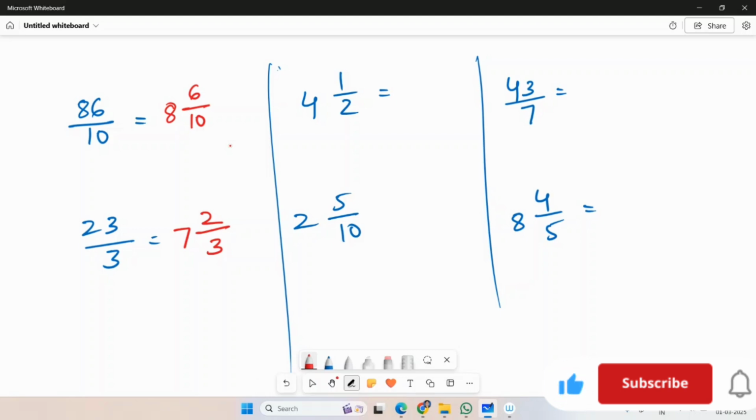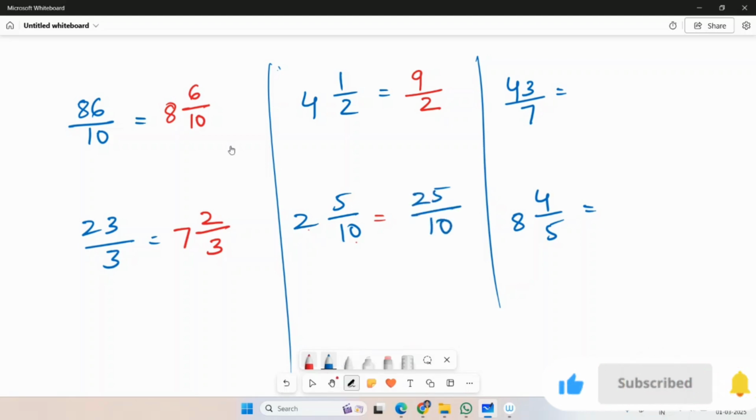2 times 4 is 8. 8 plus 1 is 9. 9 upon 2. 2 5 upon 10. 10 times 2 is 20. 20 plus 5 is 25 upon 10.